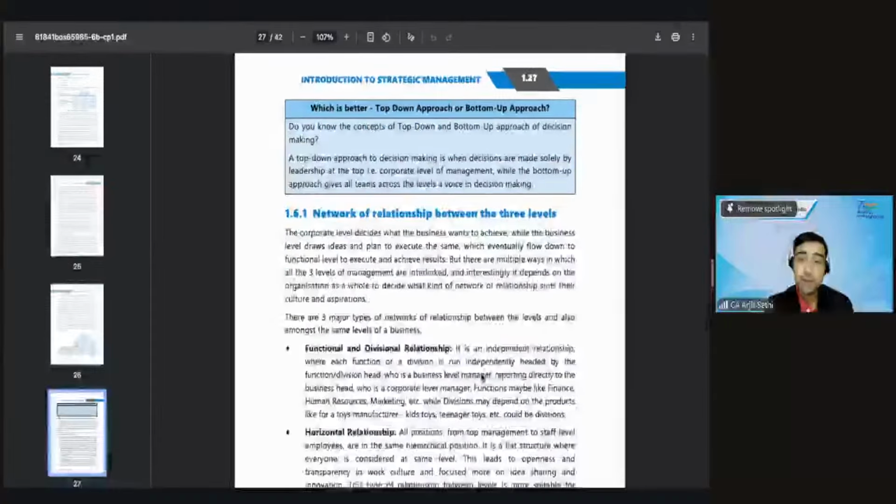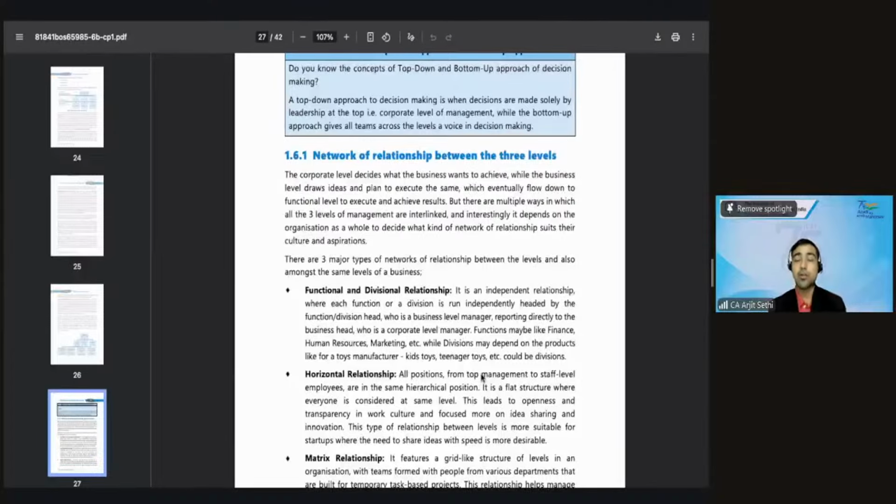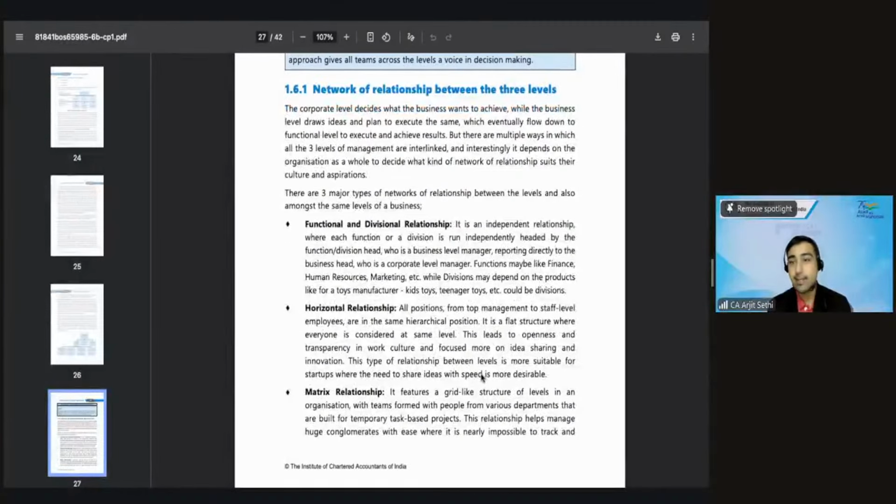Network of relationship between the three levels. Okay. Now, functional and divisional relationship, horizontal and matrix. This is interesting. The classic question from relationship between the three levels, simple hai. The question is, just give me a yes or no in the chat. Okay. Even if you are sleepy, still give me an answer on the chat. The question is, should the corporate level manager listen to the functional level manager while making a strategy? Give me a yes or a no. Should a corporate level manager consult a functional level manager while making a policy or while framing the strategy?